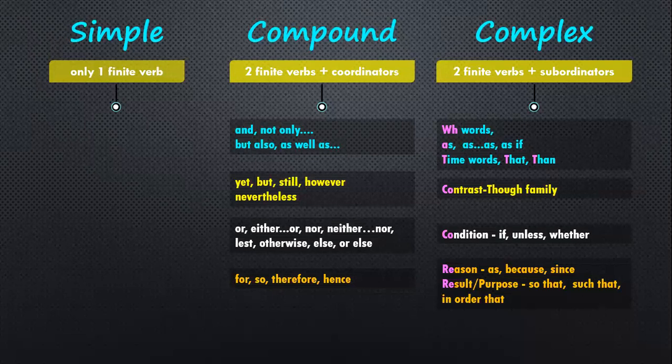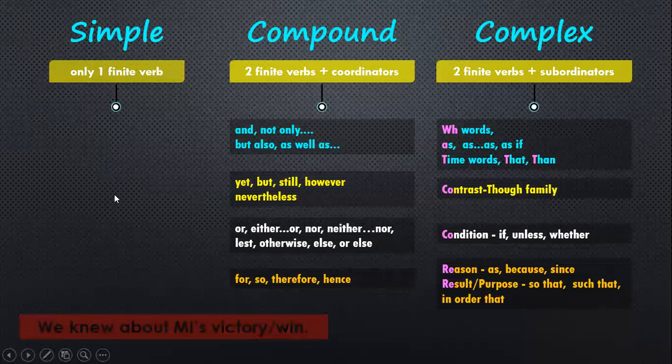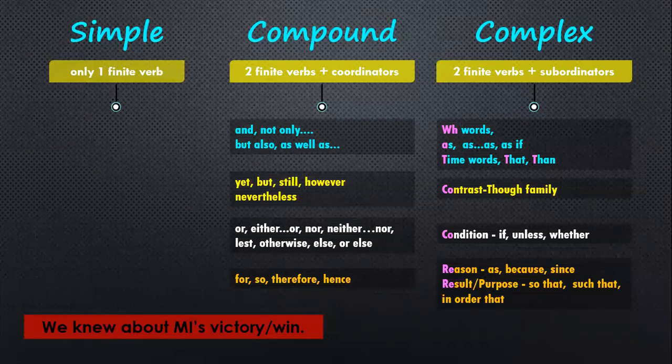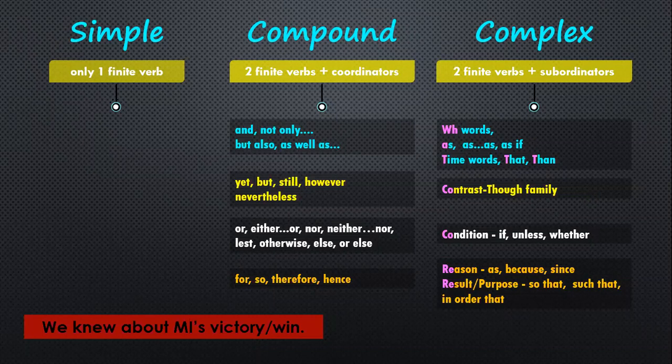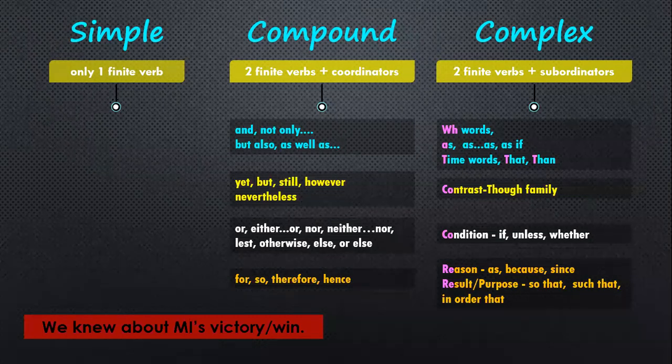On the other hand, when it comes to a simple sentence, we only have one finite verb. Instead of two finite verbs, we only have one finite verb. And this time we have prepositional phrases which are going to be added into that. And apart from that, there are also different parts of speech that we can use.